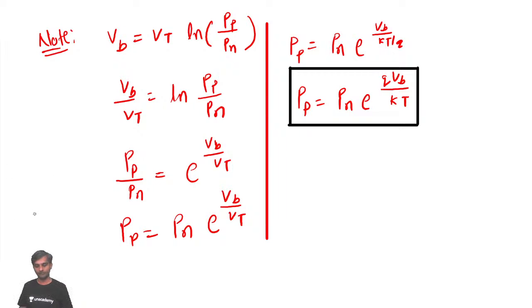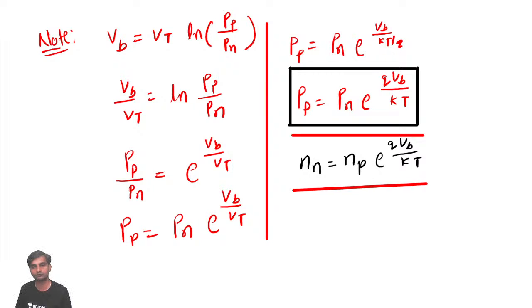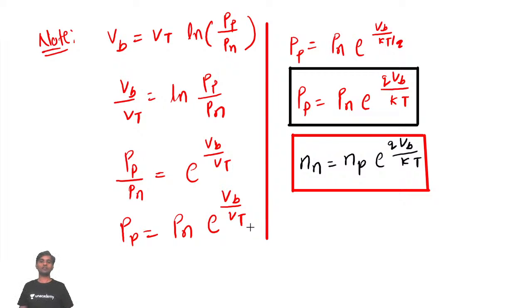This is important formula. Similarly, what will happen, sir? If you want to write, you can write for Nn. Nn is equal to Np into e power Q into Vb by KT. These are two important formulas, sir.